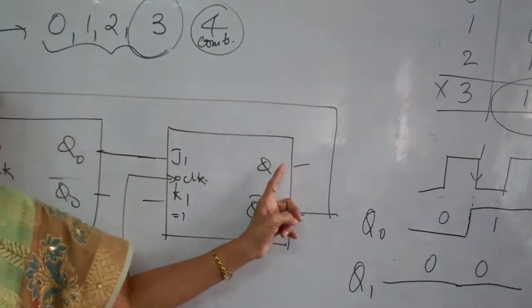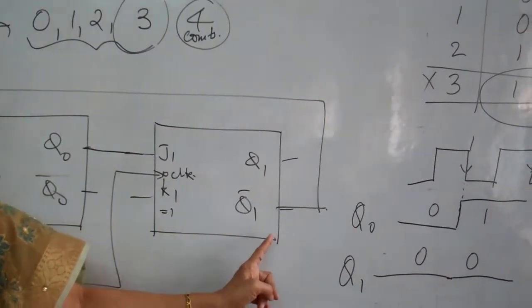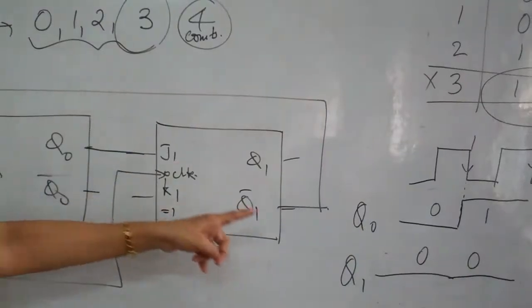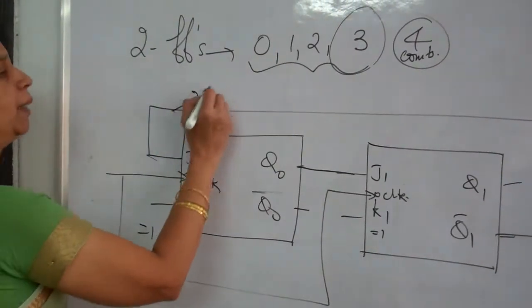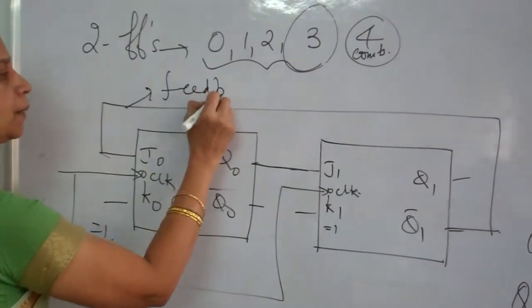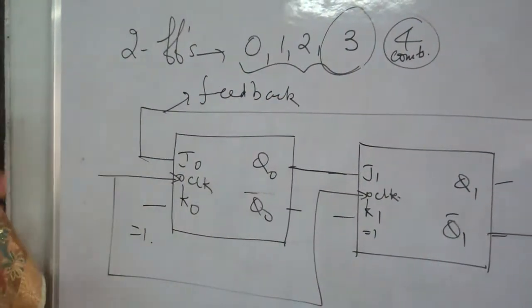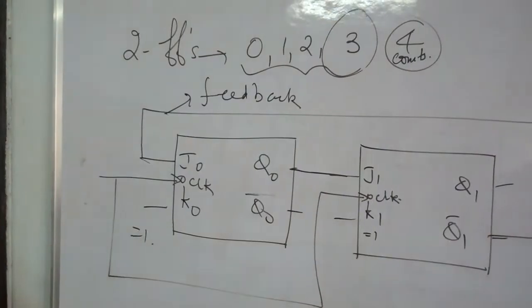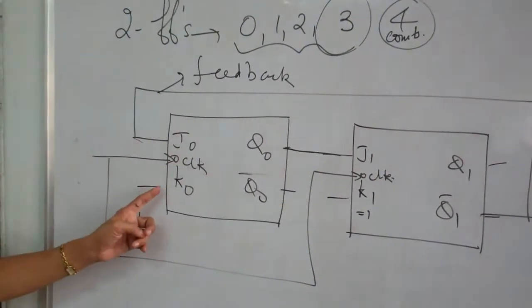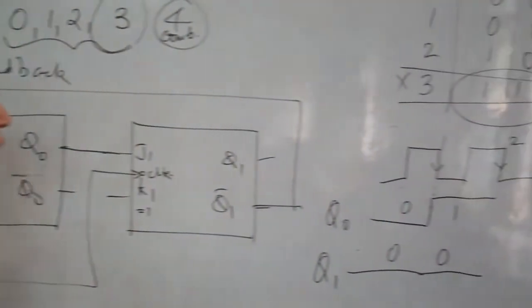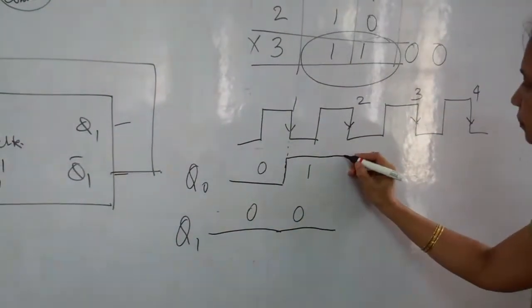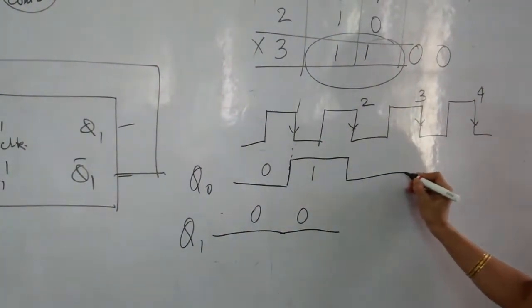But when Q is high, what's happening to Q bar? Q bar is 0. Where are you connecting Q0? Back to J0. This is your feedback. So during this second cycle, what is happening? J0 is made 0. So this will go down and remain so until this time.